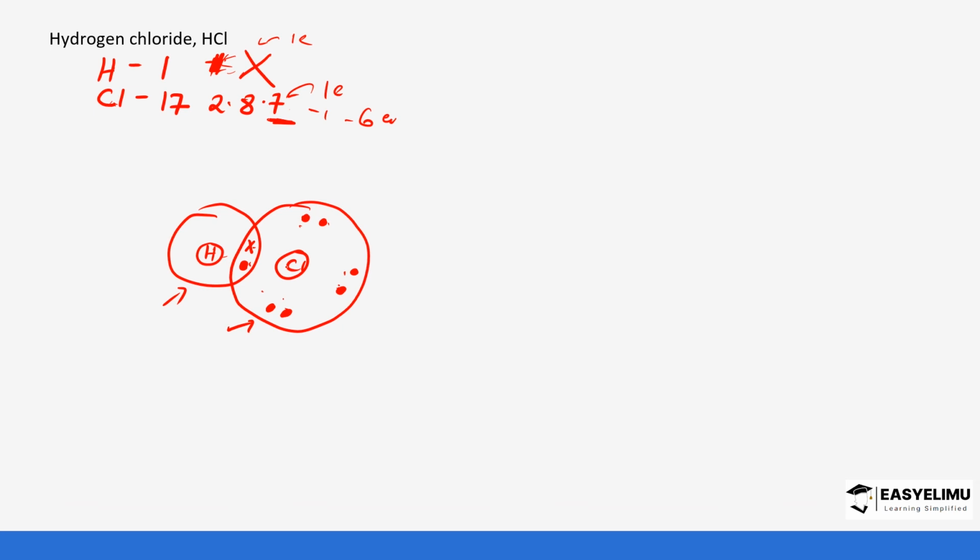Let's look at another example, water. So water is H2O. So we have 2 hydrogens, as I said, I like separating, and 1 oxygen. The first hydrogen: atomic number 1, configuration 1. Second hydrogen: atomic number 1, configuration 1. Oxygen: atomic number 8, configuration 2.6.